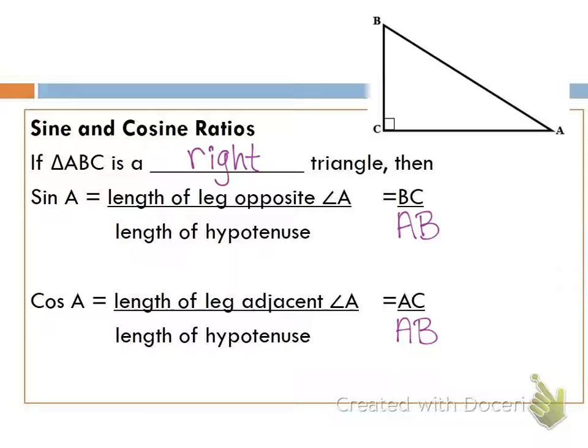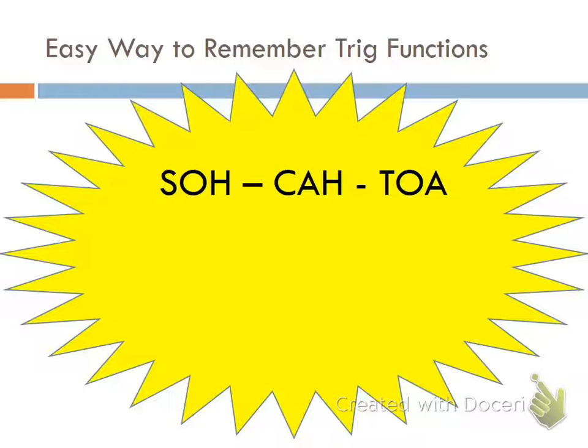Questions, concerns, before we move on to the easy way to remember trig functions. Okay, some of you might remember this from being on my board either earlier this week or last week. Commonly pronounced SOHCAHTOA. The first letter of each chunk refers to the trig function. So we have sine, cosine, and tangent. Remember, even when we abbreviate them, when we write them, we still pronounce the whole word. Sine, cosine, and tangent.